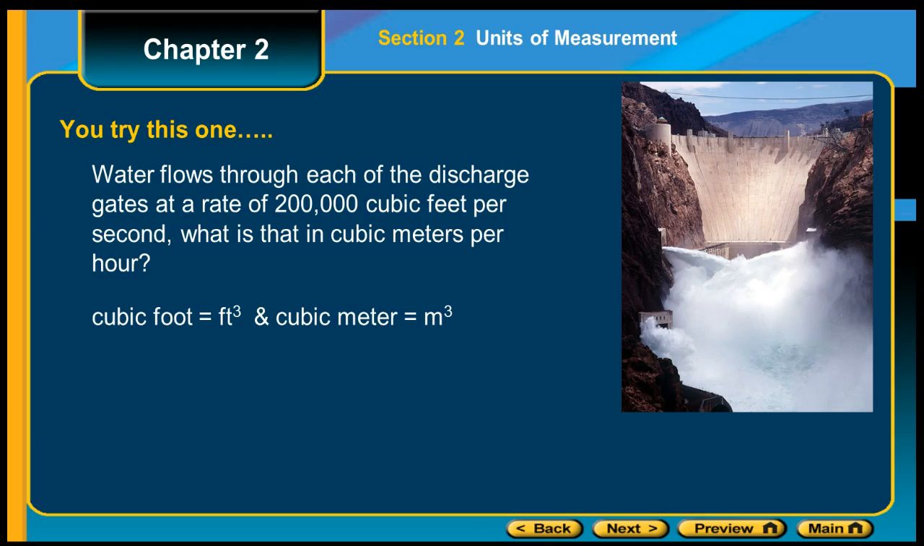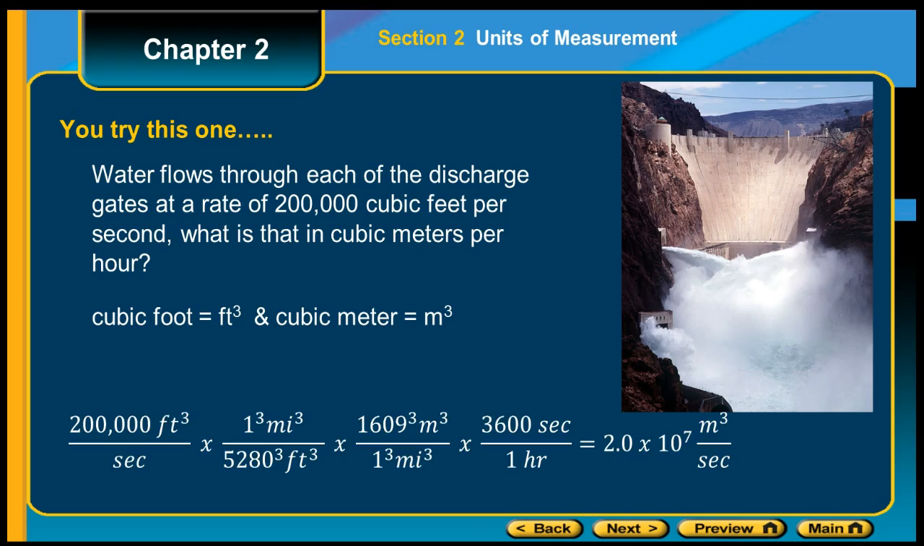So we would need some information, and you could set that up, and you can see that you go from foot cubed to miles cubed. And you know miles cubed to meters cubed, and we know seconds to hours, so you can see that there's some cubed units in there and there's some not cubed units, and you just do the math. Whatever's on the top is what you multiply by, and whatever's on the bottom you divide by. You ignore the ones and you get an answer of 2.0 times 10 to the 7th meters cubed per second.